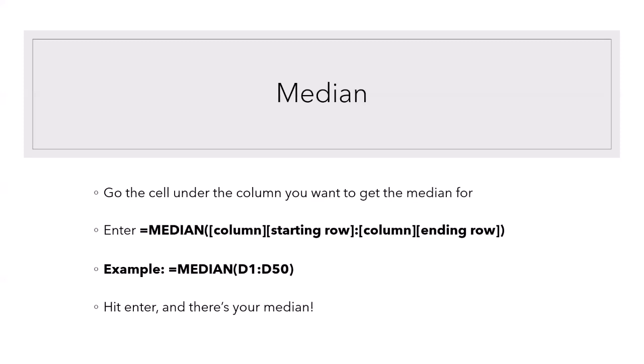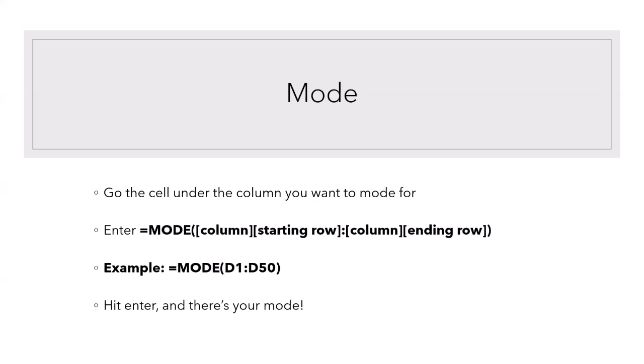These will all look quite similar. So for median, you do the exact same thing as the mean. If you were trying to take the median for column D, it would just be as simple as writing median instead of average in the first part of the formula there, you hit enter and there's your median. Exact same thing for the mode. You go to the cell under the column you want to mode for. If you're taking the mode of column D, rows 1 to 50, you just type mode at the start of the equation, and then there's your mode.